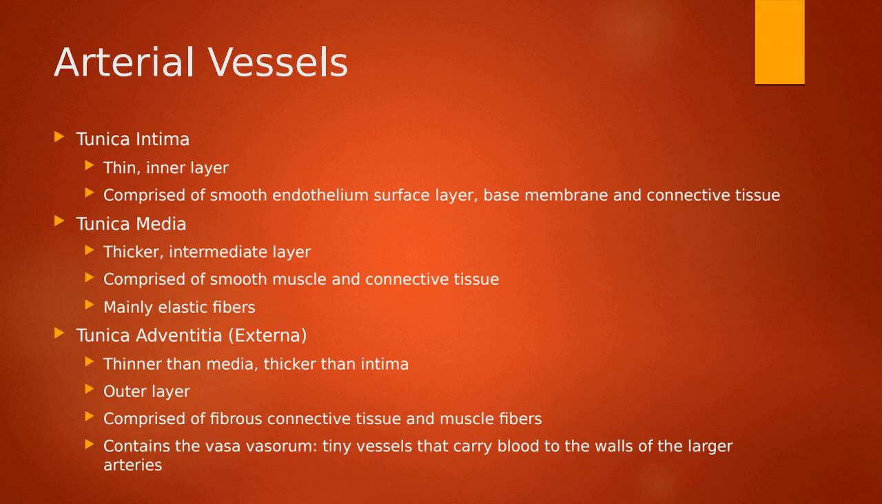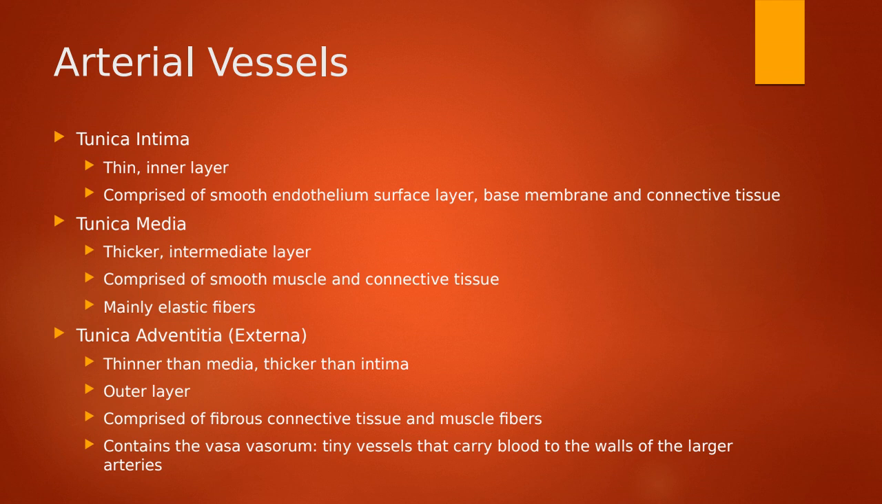So just some basic anatomy here on this PowerPoint. This should all serve as a review. You should remember this from your A&P course, but just to kind of reiterate here, our arterial vessel is very similar to the veins. They are going to be made up of 3 layers. So we still have our tunica intima, media, and adventitia.